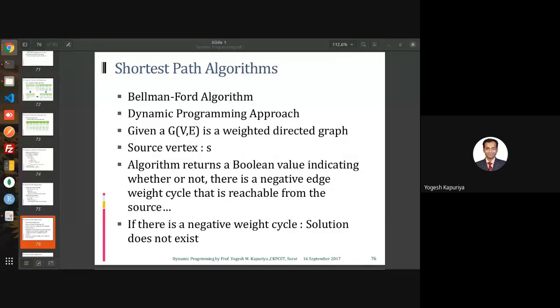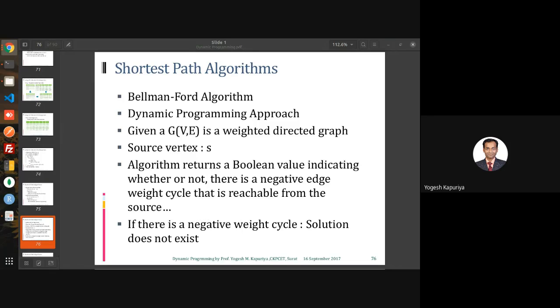Then the third version is a single pair shortest path. That means you have been given a graph and you are interested in finding out the shortest path between a pair of vertices. That means you have been given a source vertex and a destination vertex, and the interest is in finding out the shortest path between these two vertices. And the last one is all pair shortest path. All pair means that if there are n vertices and they are connected, you are interested in finding out the shortest path between each and every vertex. So it's kind of a brute force approach to find out the shortest path between all the vertices.